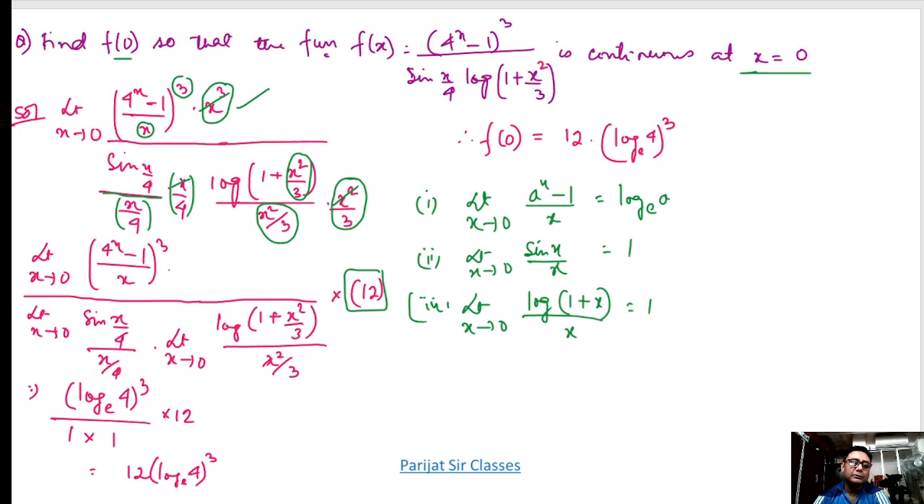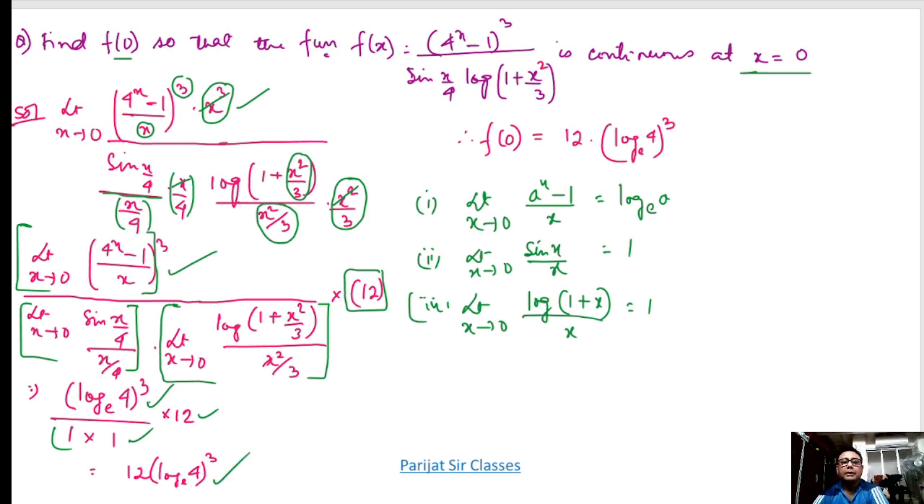Now this becomes 1, this becomes log e 4 whole cube, this becomes 1, this part is 1, this part is 1, okay, and this part becomes (log e 4) cube into 12.